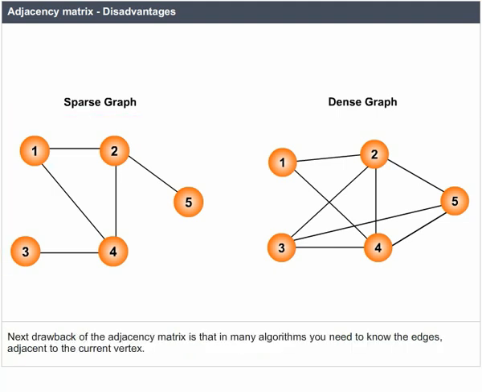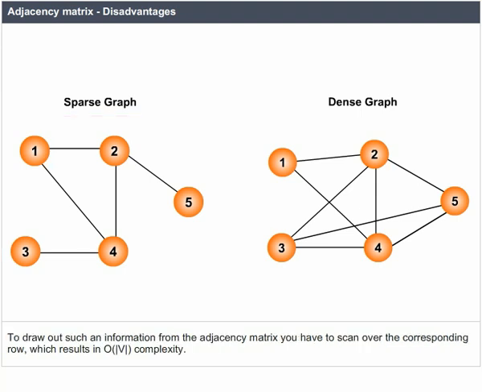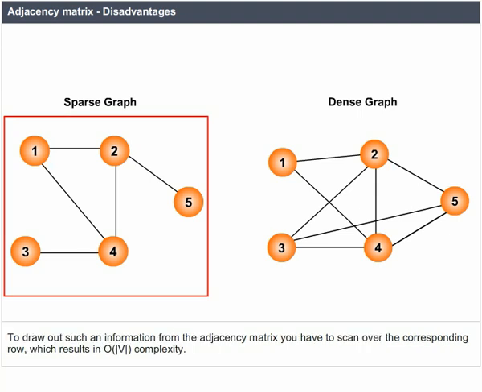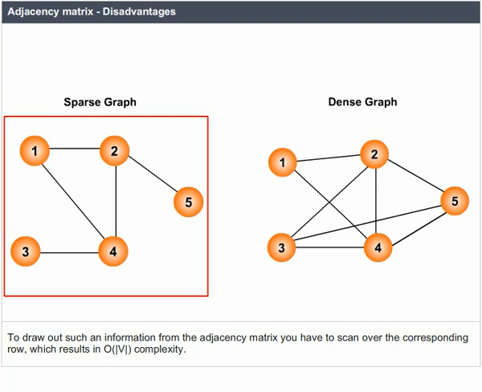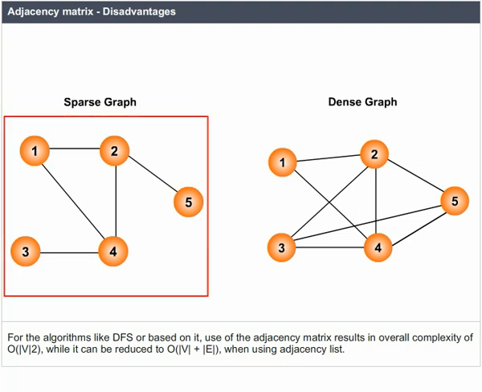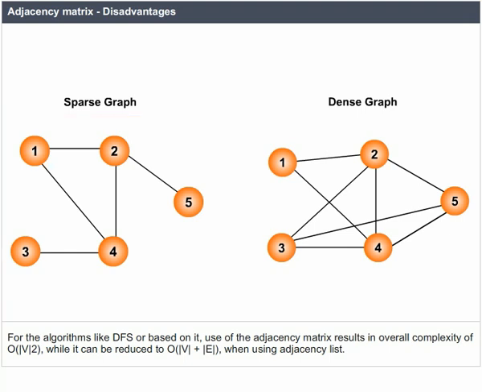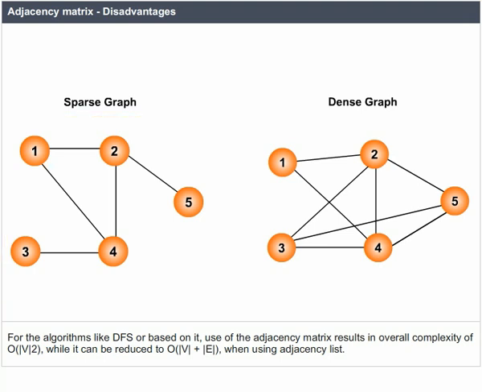The next drawback of the adjacency matrix is that in many algorithms, you need to know the edges adjacent to the current vertex. To draw out such information from the adjacency matrix, you have to scan over the corresponding row, which results in O of V complexity. For algorithms like DFS or those based on it, use of the adjacency matrix results in an overall complexity of O of V squared, while it can be reduced to O of V plus E when using an adjacency list.